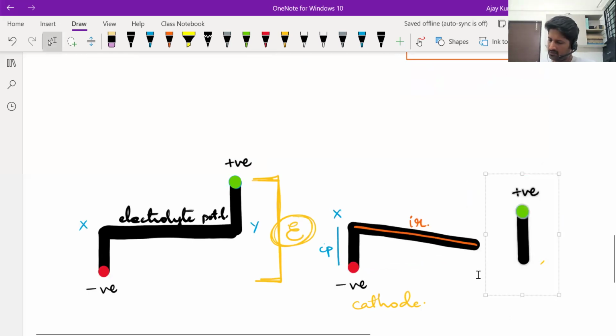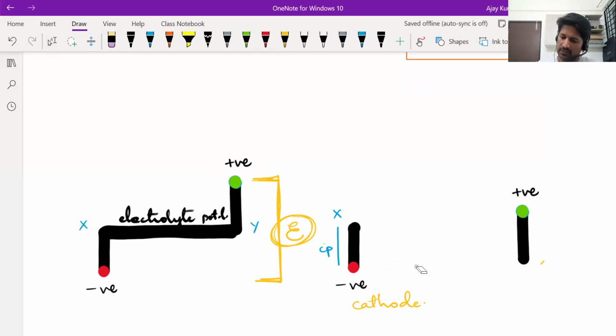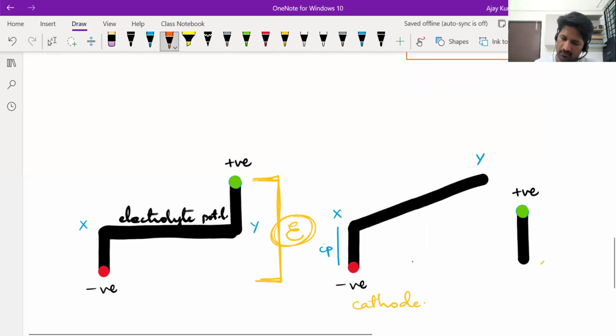We'll keep this aside. This is anode potential. That means the extra potential that the anode has compared to the electrolyte. Now, within the electrolyte from X to Y, the potential has to increase. Y will be at a higher potential. And how much is this increase? IR. And the anode will have extra potential compared to Y.